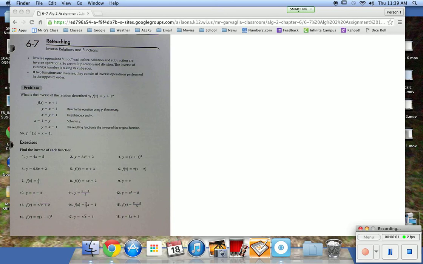Chapter 6, Section 7. We are going to learn about inverse relations and functions. Inverse relations and functions. It is terrible.